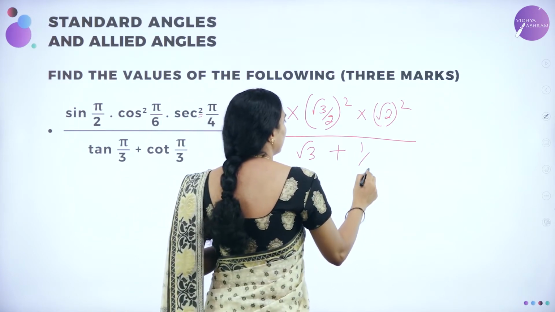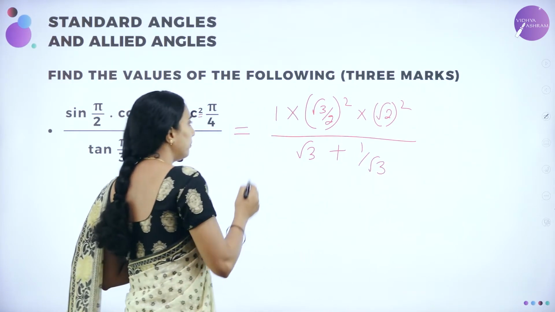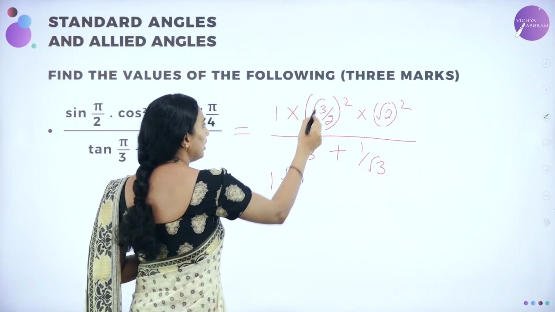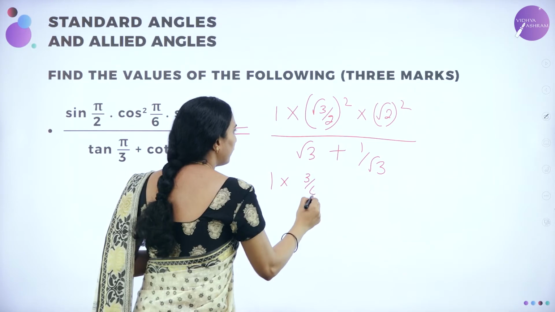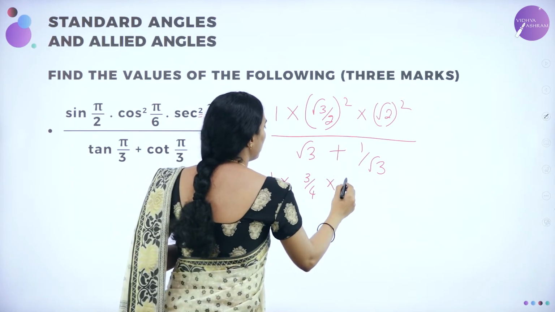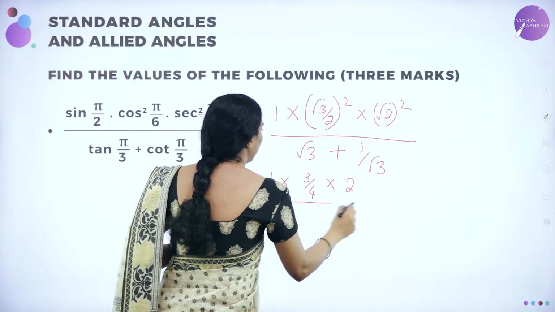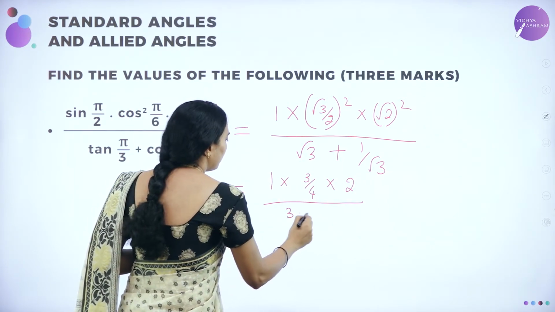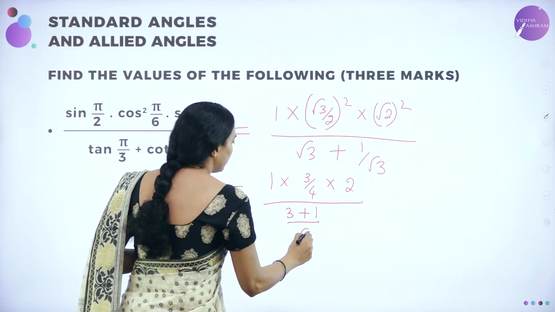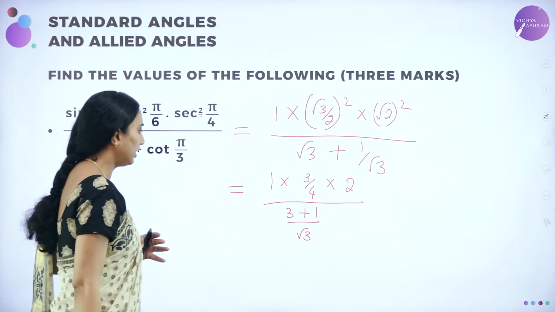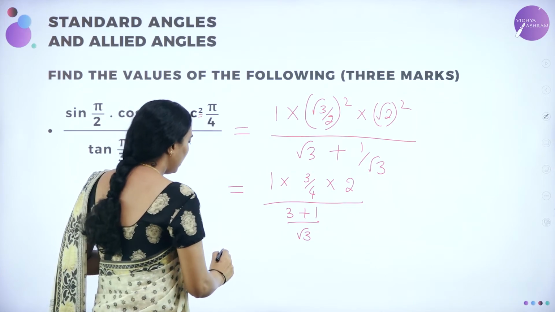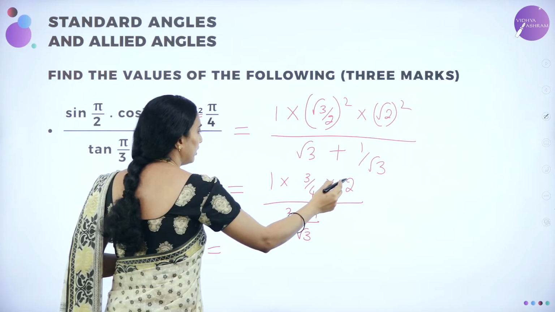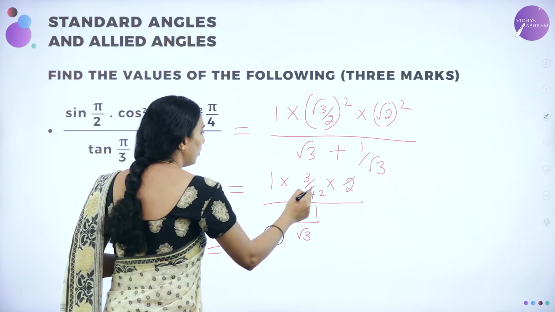Okay, taking the LCM in the denominator as well as in the numerator, see 1 into root 3 whole squared is 3 divided by 4 into root 2 whole squared is nothing but 2 divided by root 3 into root 3 you are going to have it as 3 plus 1 divided by root 3. Now you can have it as, if you are having confusion you can write like this, dears. So you are having like 2 1s are 2, 2 2s are, it will go correct.